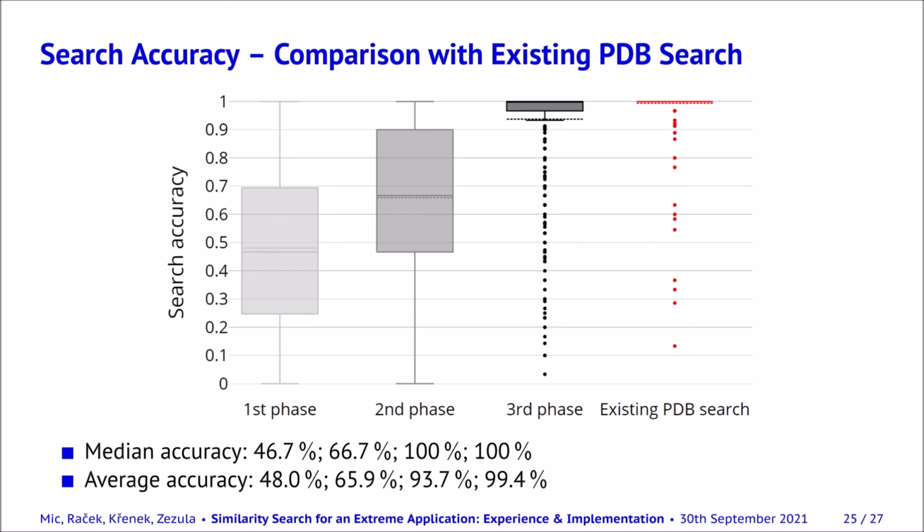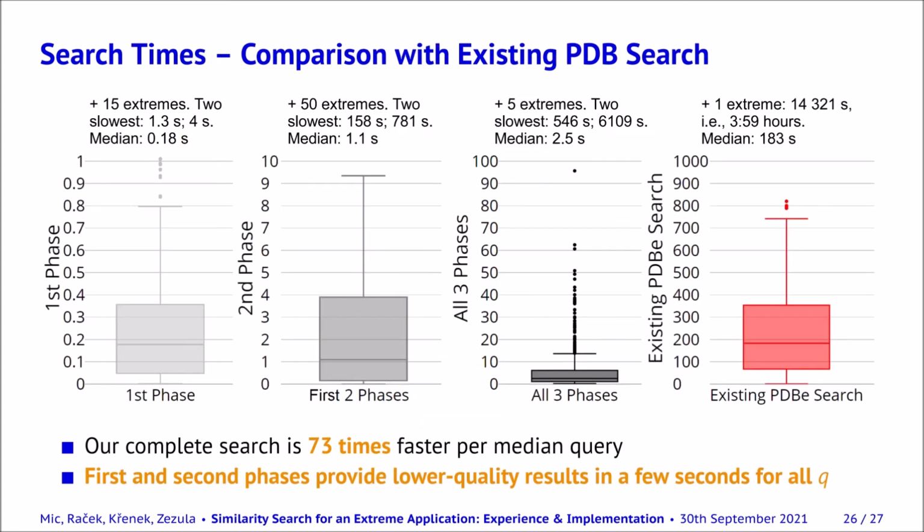The orange box plot depicts the results of the search engine currently employed within the PDBe database. This search can be even precise, but then it is even much slower, and here you see that this matters. Please notice that the y-axis depicting the query execution times is multiplied by 10 for each next box plot. Therefore, the first searching phase is finished in 0.18 seconds on median, the first two phases are finished in 1.1 seconds on median, and all phases are finished in 2.5 seconds on median.